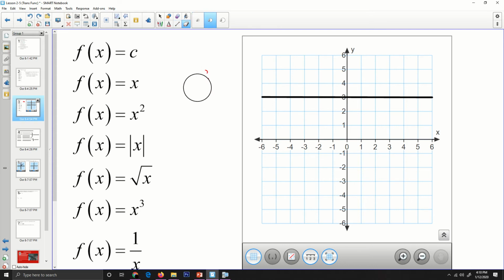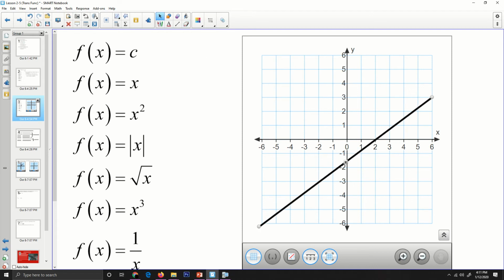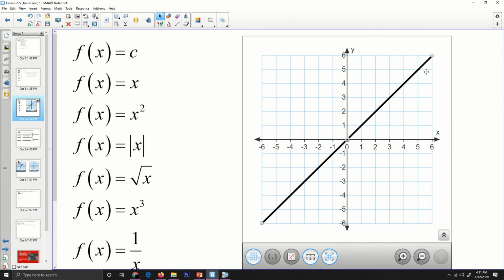The simple function f of x is equal to x is a simple linear equation that has a slope of 1 and a y-intercept of 0, and we can see that. So the slope is 1, the y-intercept is equal to 0.